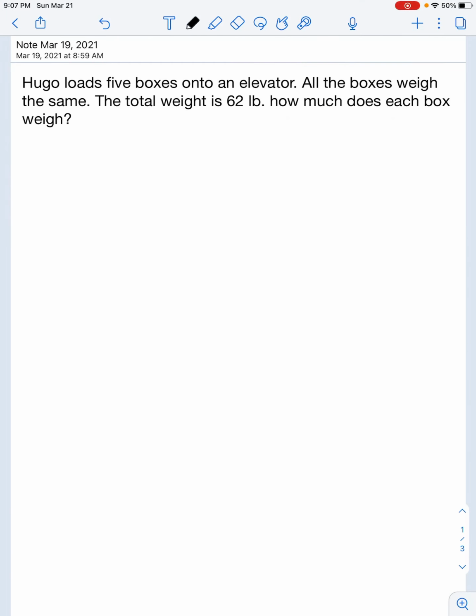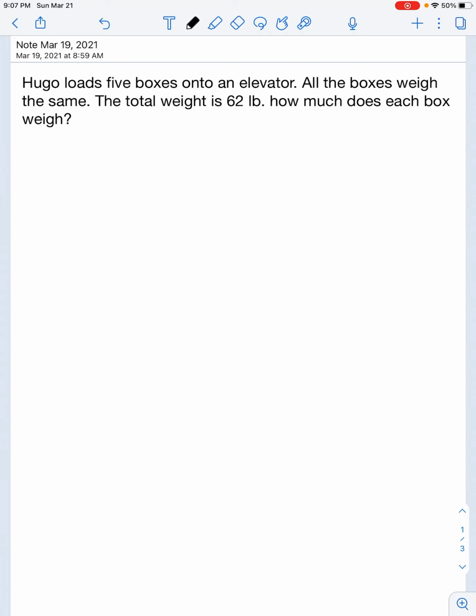Let's do some division today. Here I have a problem that looks like it's a whole number problem, but let's look into it a little bit. Hugo loads 5 boxes onto an elevator. All the boxes weigh the same. The total weight is 62 pounds. How much does each box weigh?